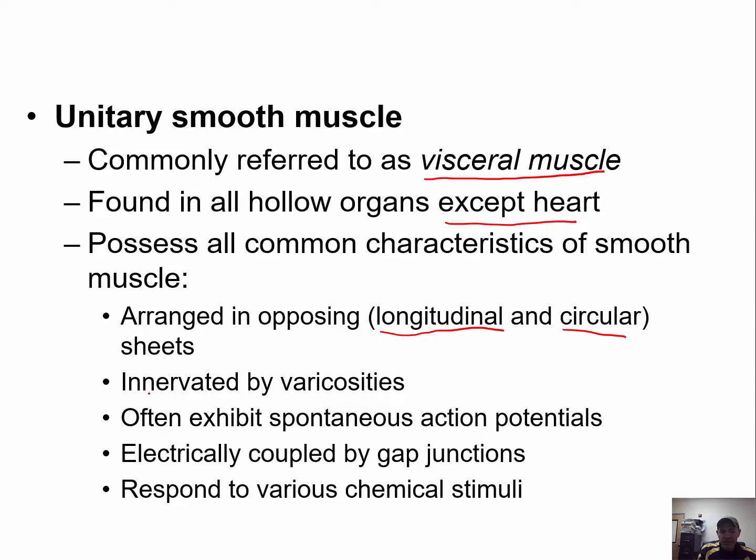This type of smooth muscle, the unitary, is going to be innervated by varicosities. It's often going to exhibit spontaneous action potentials, in other words, has pacemaking ability. And individual smooth muscle cells are going to be coupled by gap junctions, which means if we get an action potential in one smooth muscle cell, then the ones next to it become excited to contract. And this type of muscle can respond to various chemical stimuli. So that's for unitary smooth muscle.